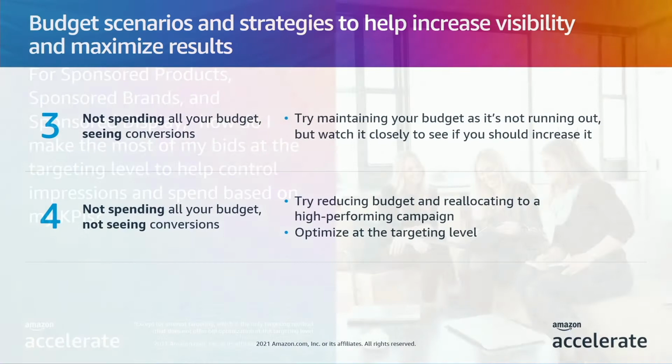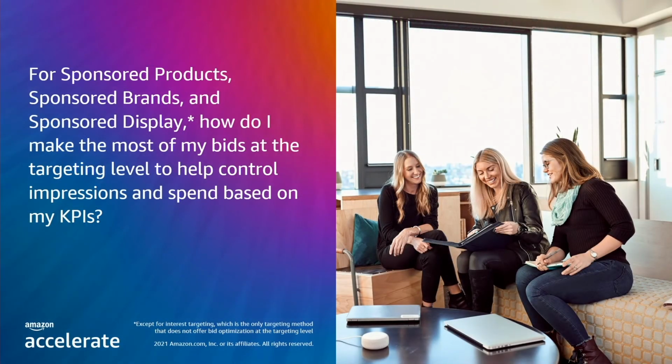So we see questions like this a lot and want to give you some guidance on how to think about optimizing your bids. We'll look now at examples of how to optimize your bids at the targeting level based on the results you're getting, the cost per click versus the bid, and suggested bids, if any.